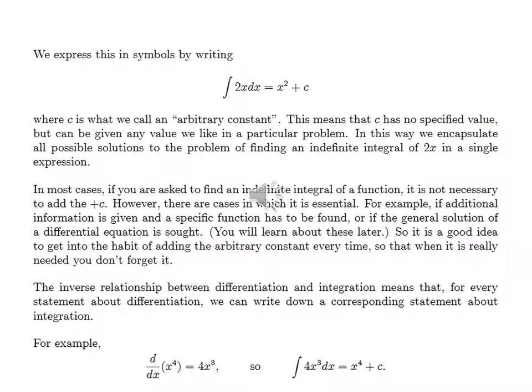Now we express this in symbols by writing the integral of 2x dx equals x squared plus c, where c is what we call an arbitrary constant. This means that c has no specific value but can be given any value we like in a particular problem. In this way we capture all possible solutions to the problem of finding an indefinite integral of 2x in a single expression.